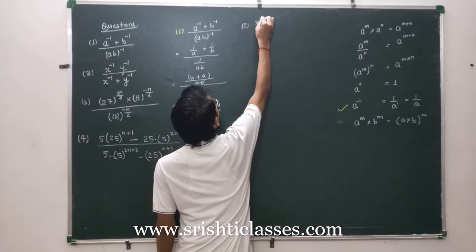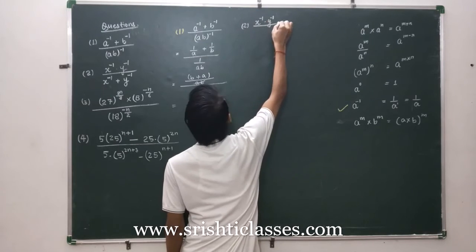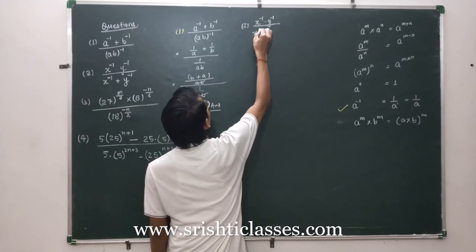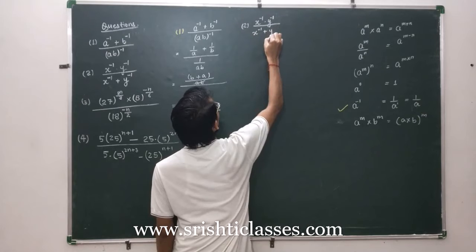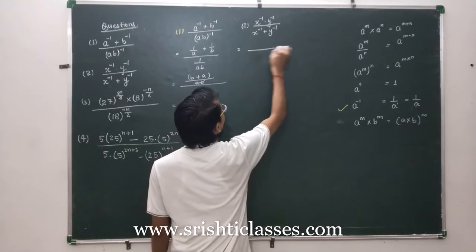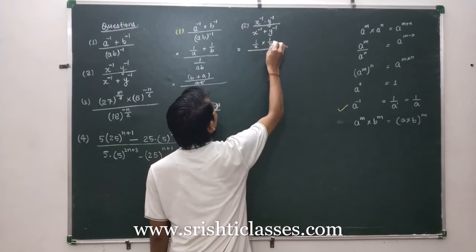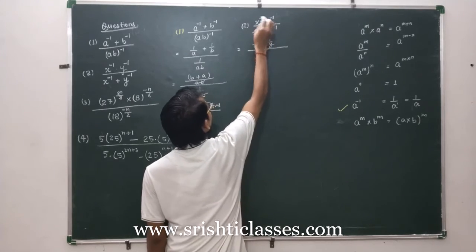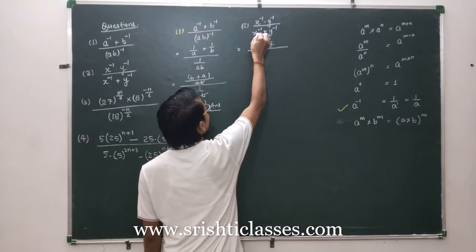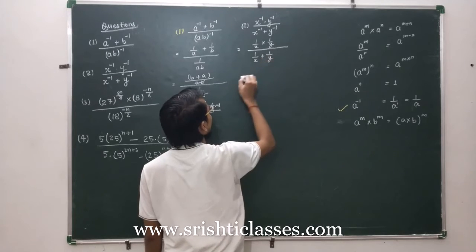x raised to the power minus 1 into y raised to the power minus 1 upon x raised to the power minus 1 plus y raised to the power minus 1. So you can write it as 1 upon x into 1 upon y, because here there is the sign of multiplication, and here you can write 1 upon x plus 1 upon y.